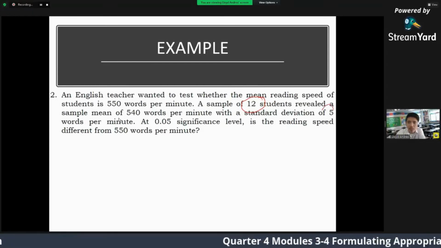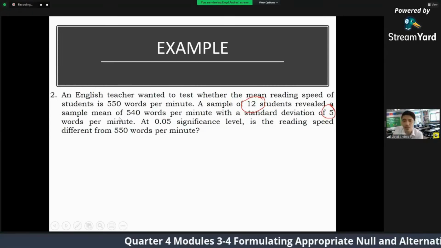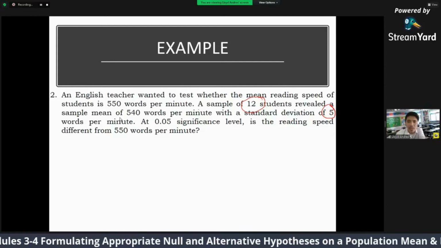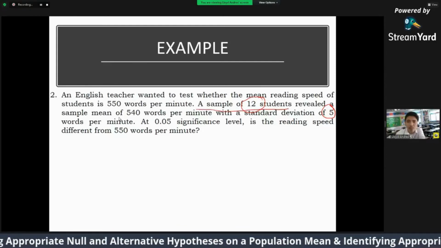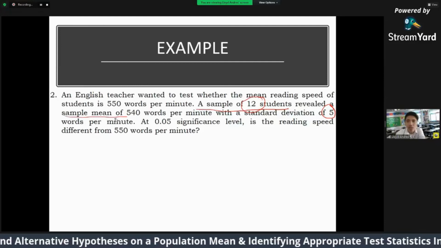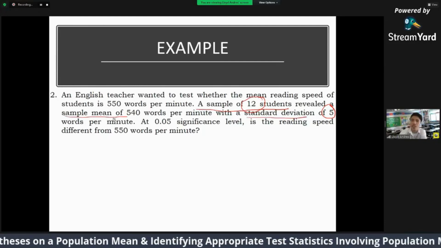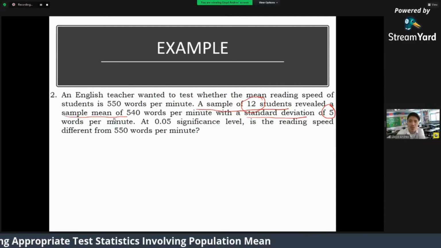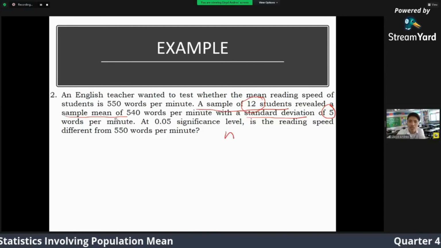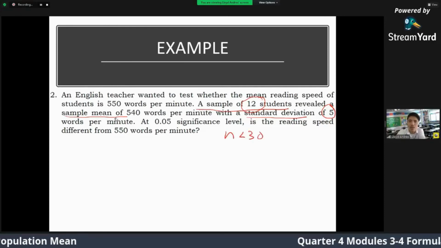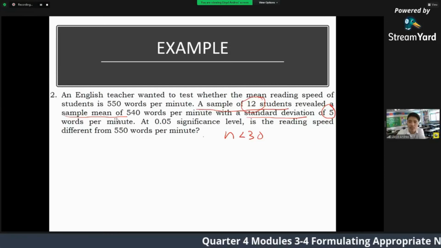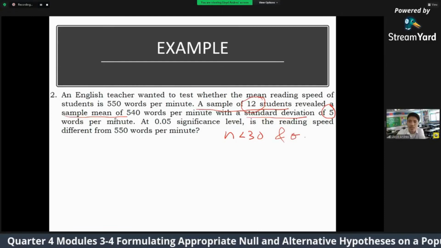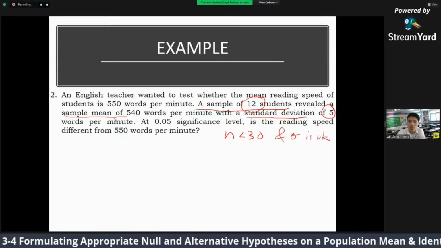Ang question aning standard deviation, is this the sample standard deviation or the population standard deviation? And as you can see, a sample of 12. Nasa sample mean, so kaning standard deviation is actually the sample standard deviation. Dili siya population standard deviation. So meaning, n na to is less than 30. Kay 12 lang man. And sigma is unknown. So, mao na atong sitwasyon.